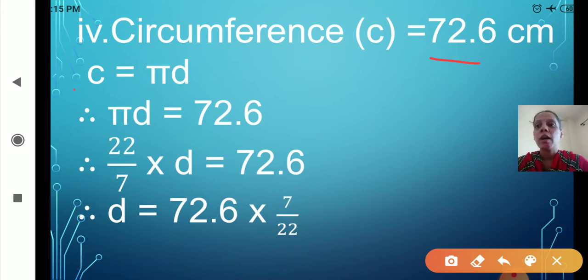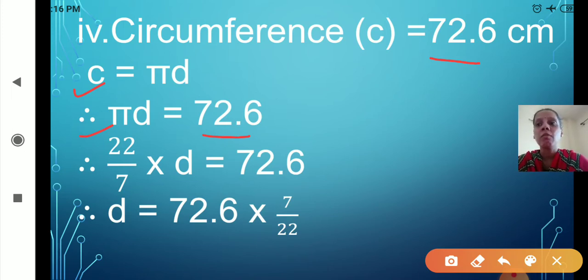I have written here the formula C is equal to pi d. Now put the values. C is given, that is 72.6. So in place of C, I have written here 72.6. In this way also you can write this second step: 72.6 is equal to pi d. I have written here pi d is equal to 72.6.